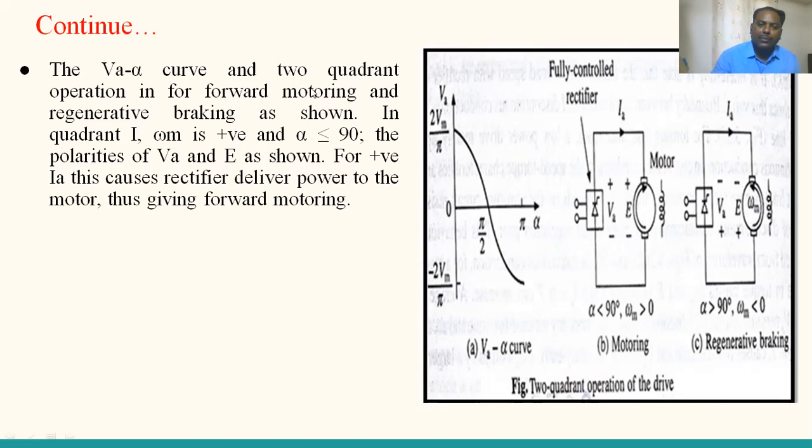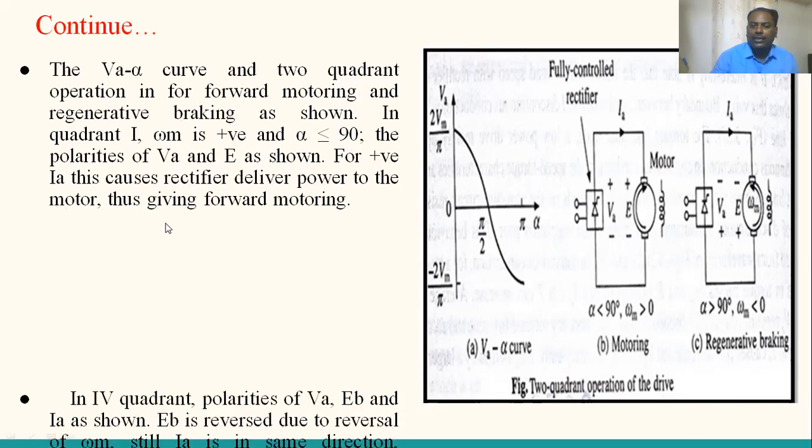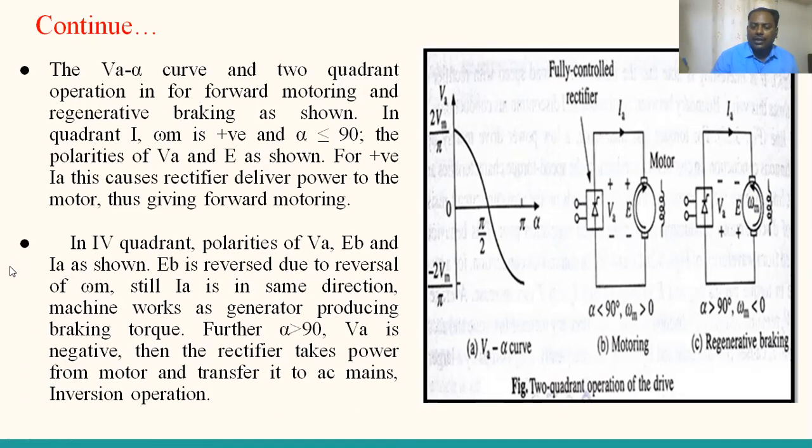Yes. So the VA versus alpha and two quadrant operation: forward motoring and regenerative braking, as shown. Yes. So in quadrant 1, speed is positive, alpha is less than or equal to 90 degrees. The polarities of VA and IA are as shown. For positive IA, the rectifier delivers power to the motor, giving forward motoring. Whereas in the fourth quadrant, the polarities of EA, EB, and IA are as shown. Yes. So EB is reversed due to reversal of speed. Still IA is in the same direction. So the machine works as a generator, producing braking torque.